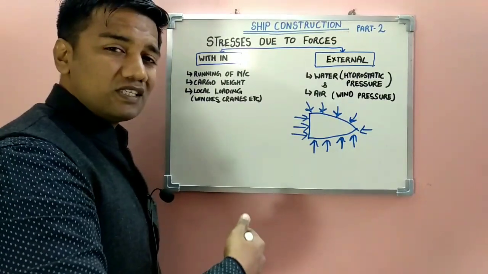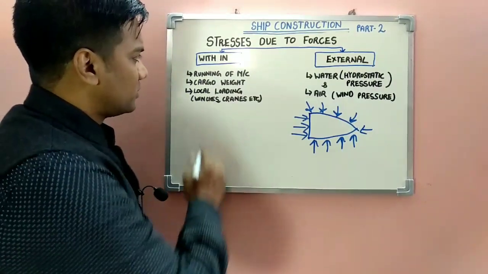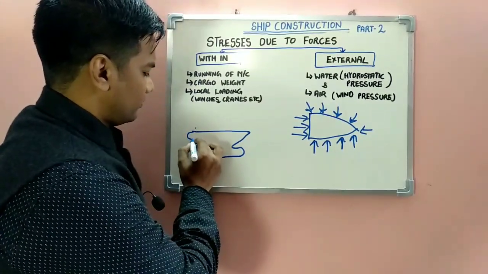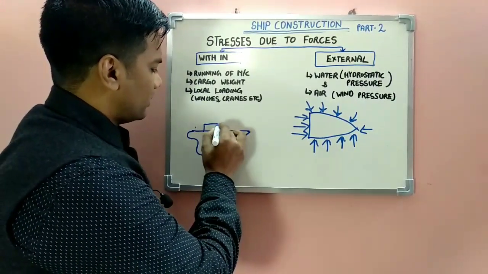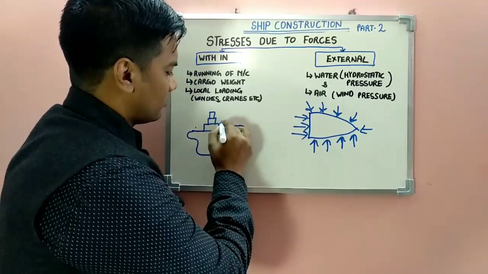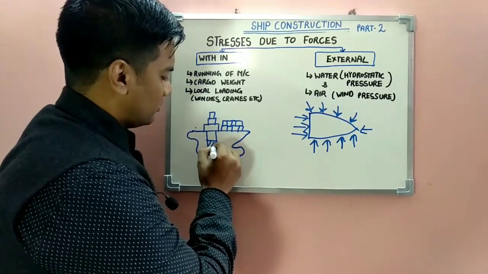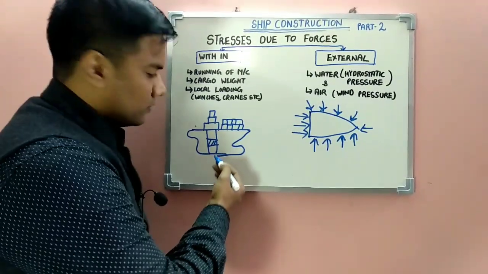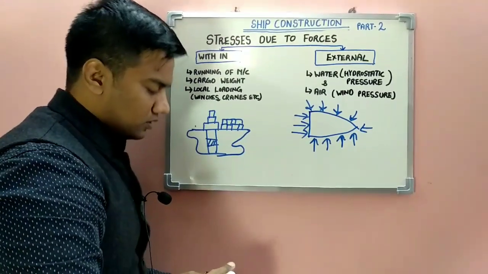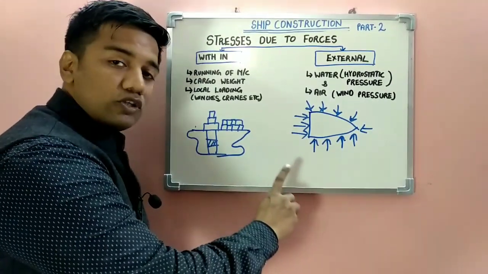Now these stresses are divided into global stresses and local stresses. We'll be discussing that also. Then come the stresses from within the ship, as you can see over here. Considering this as your accommodation, this the loading, and the machinery space over here, as per the ship structure and design, the loading is distributed differently, hence the forces will act differently at different points on the ship.